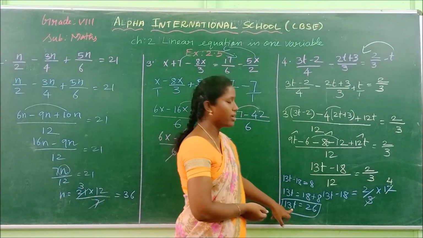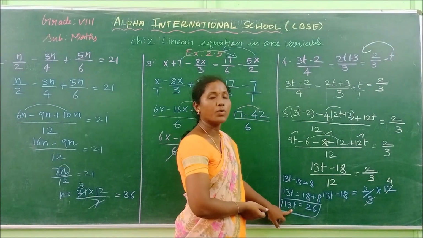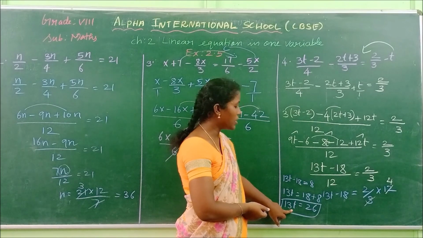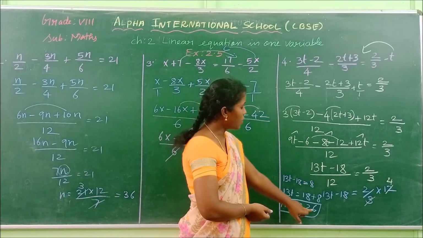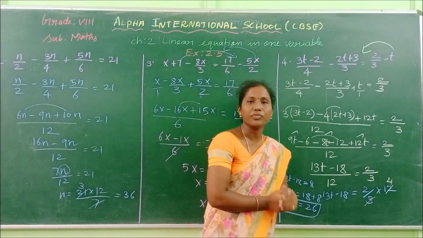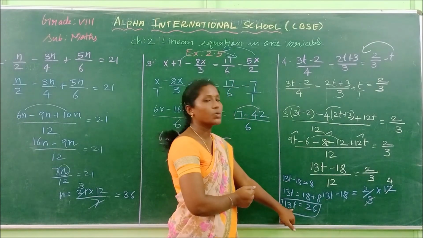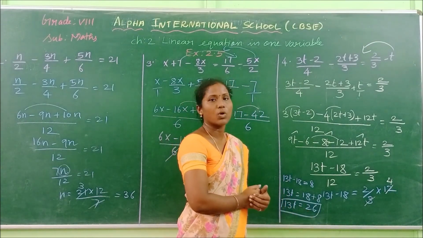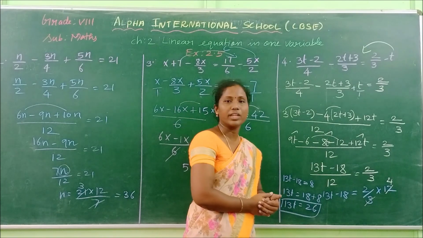So I am stopping here. We have to find the value of t. How to find the value of t? 13 into t equal to 26. We have to find the value of t. How can you find? t is equal to 26 by 13. Okay. Divide and find the value of t here.